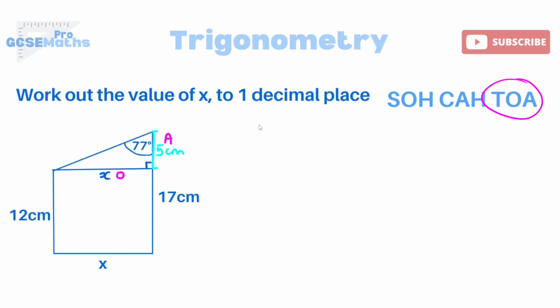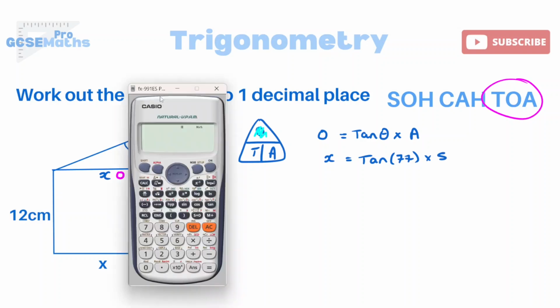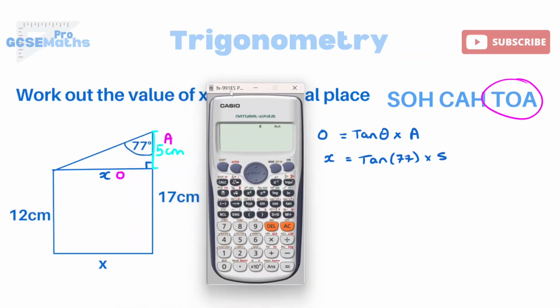Get my formula triangle so I know actually what to put in my calculator. Now I'm looking for the opposite, so that's the one I'm going to cross out. So my formula is the opposite is equal to tan, again, of the angle. The angle always goes with the sin or the cos or the tan, times by the adjacent. So in this case, x equals tan of 77 times 5. And that is literally what I'm going to put in my calculator. So tan of 77 times 5.